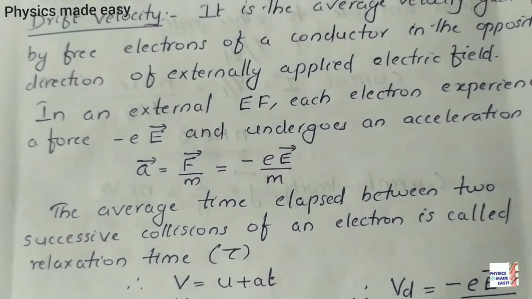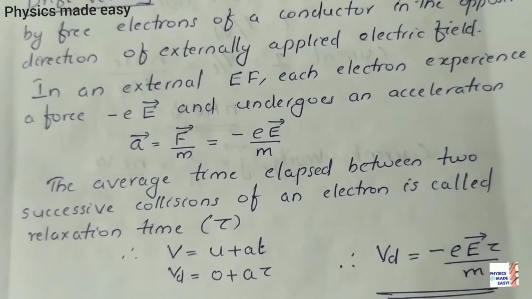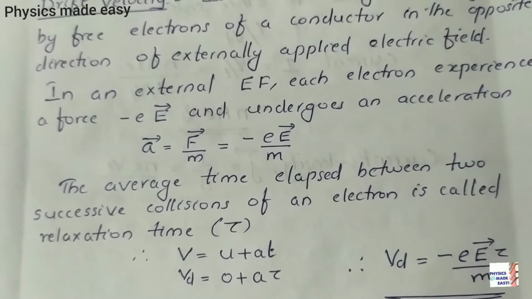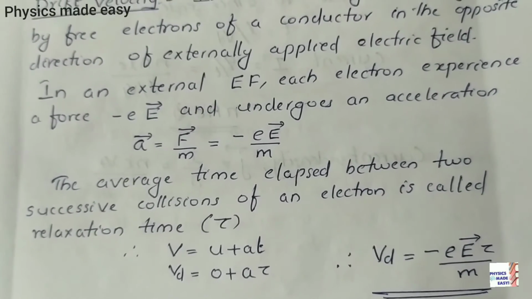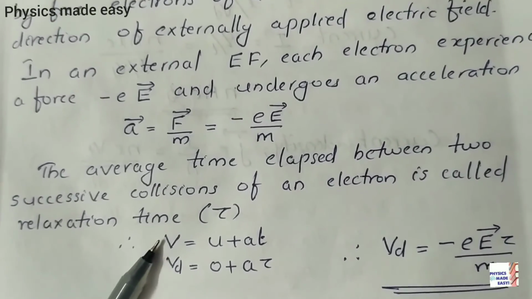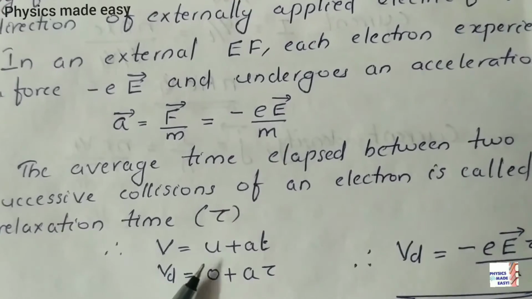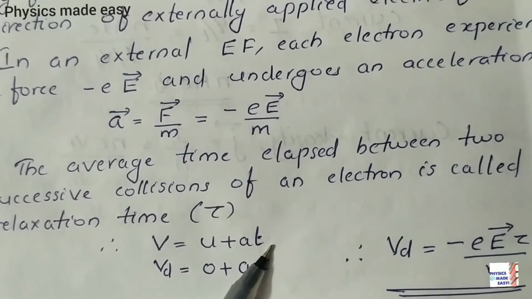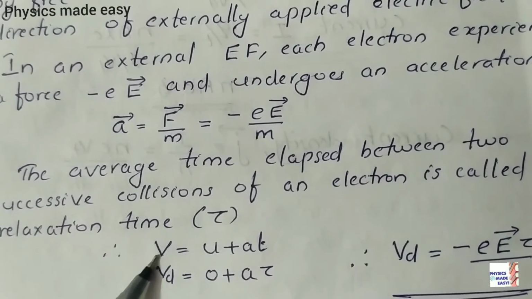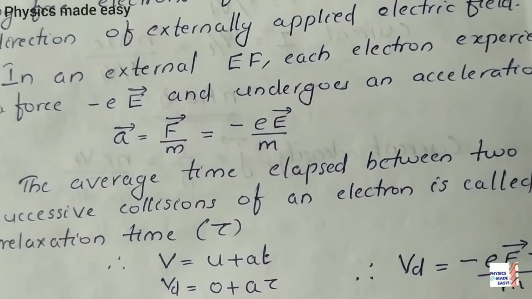Now the average time elapsed between two successive collisions of an electron is called relaxation time, denoted by tau. We know V is the final velocity of the electron, U the initial velocity, A the acceleration, and T is the time. Here that time means relaxation time, and that V means the drift velocity.